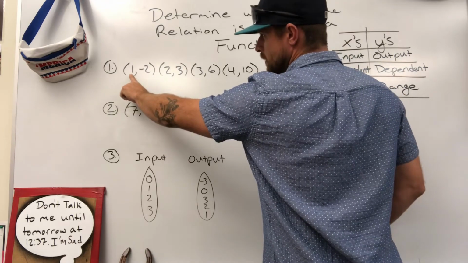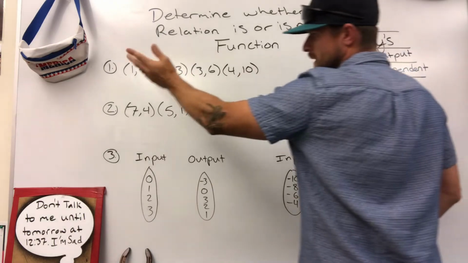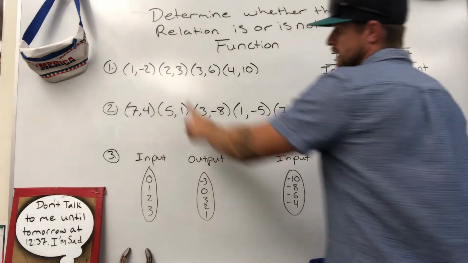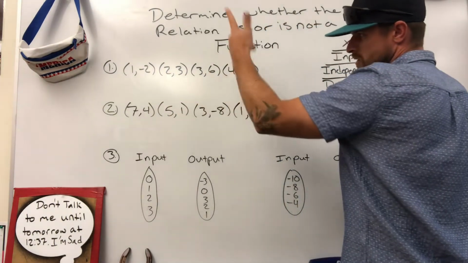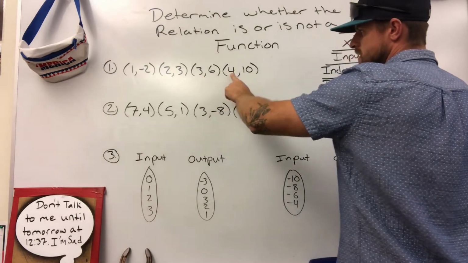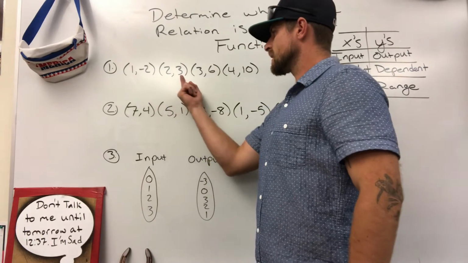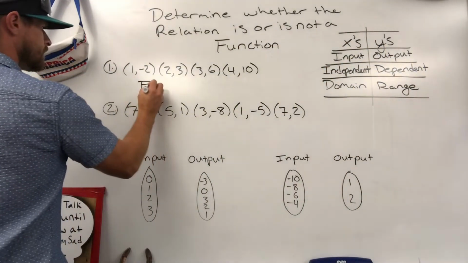So I see 1 right there, and then I look at my other X's and I do not see another 1. So I'm not concerned about 1 producing anything other than a -2. I look at 2, which is another input, and I don't see another 2 anywhere, so it's only producing 3. 3 is only producing 6, and 4 is only producing 10. Because every input has exactly one output, this is a function.